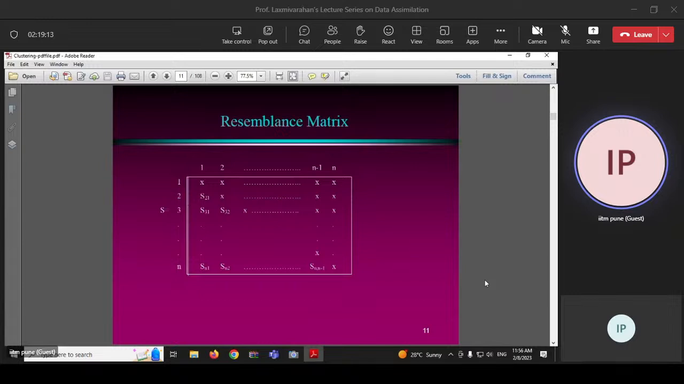What does that say? S21 is the distance between object 2 and 1. The distance between object 2 and 1 is the same as the distance between object 1 and 2. The distance between object 1 and 1 is 0. So the resemblance matrix is a symmetric matrix. The diagonal elements are all 0. Therefore, I need to consider only the lower triangular part: S21, S31, S32, Sn1, Sn2, up to Sn,n-1. Everybody, how many of you are with me?